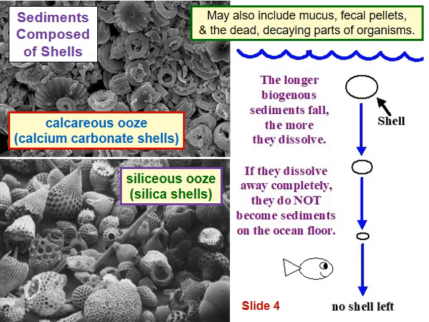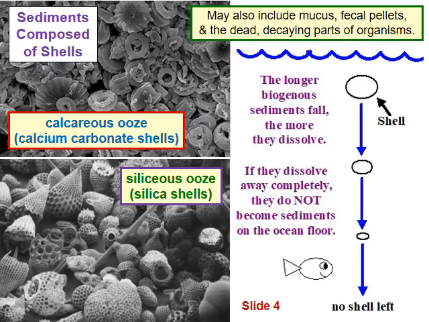Most dead, decaying bodies and fecal matter are dissolved by ocean water, decomposed by bacteria, or consumed by animals as they slowly sink towards the bottom of the ocean. Only a small amount reaches the deep ocean floor, often no more than 1%. Thus, the important rule to remember for biogenous sediments is: most biogenous sediments dissolve before reaching the bottom.